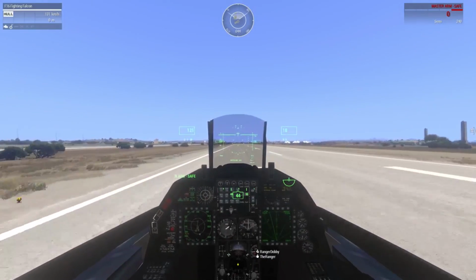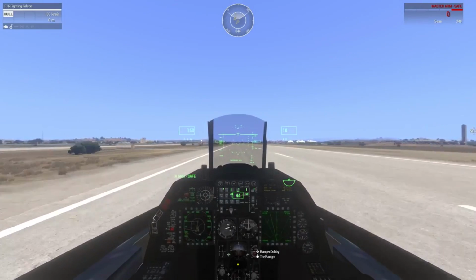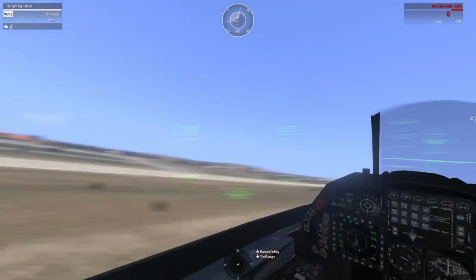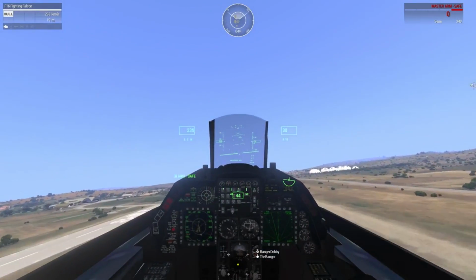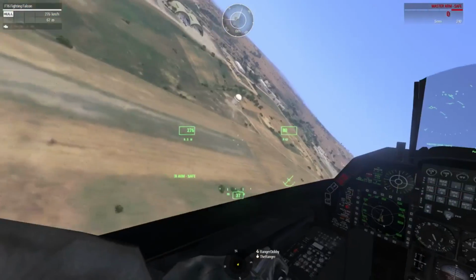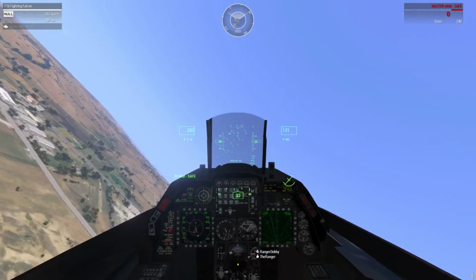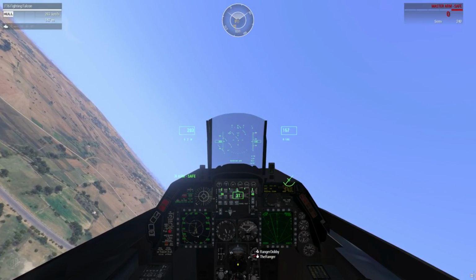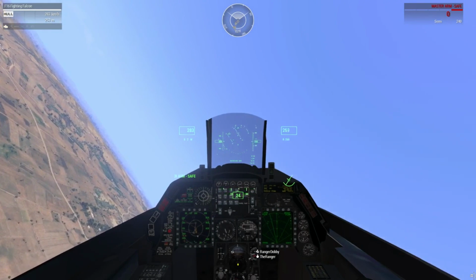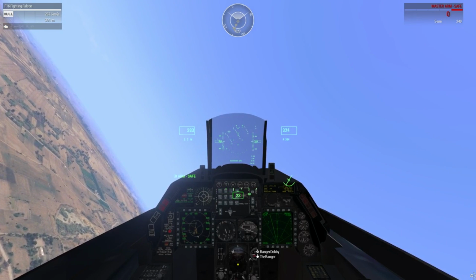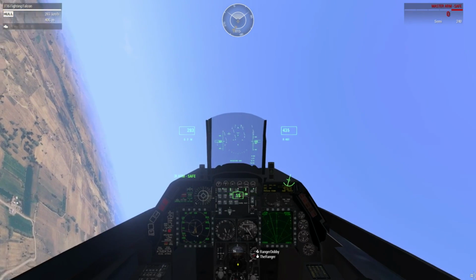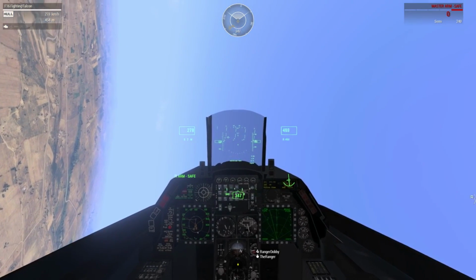So let's begin with what a 9-line CAS call-in is. Pretty much it is an easy way for a JTAC on the ground to be able to call in an aircraft that's loitering around to do attack run-ins. This gives the pilot 9 very informational lines that he can reference at quick points and things like that. So, if you just give me a second, we're going to get airborne here, gain a little bit of altitude.